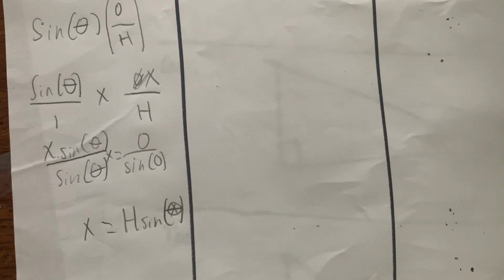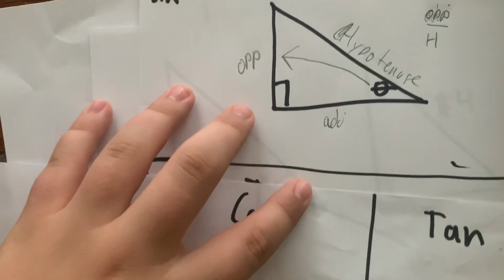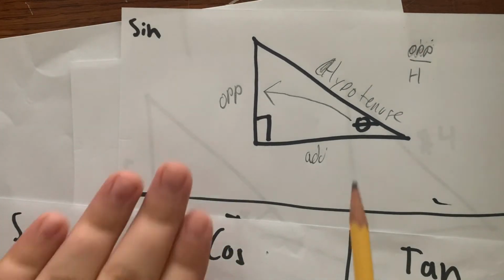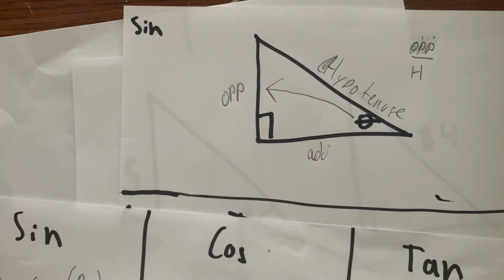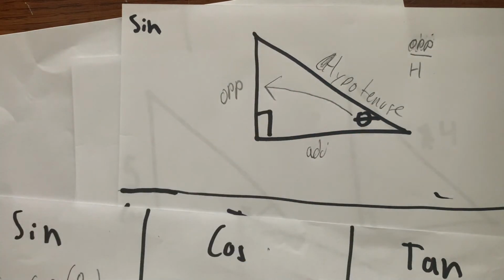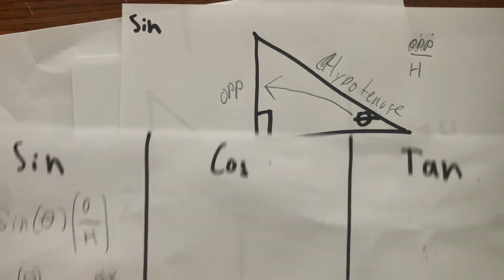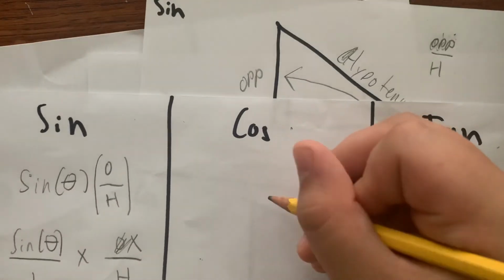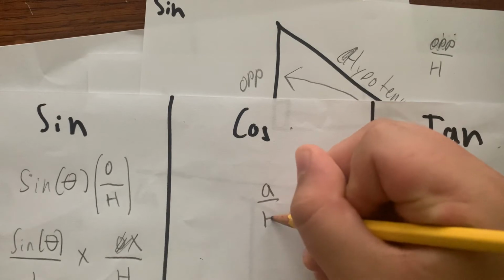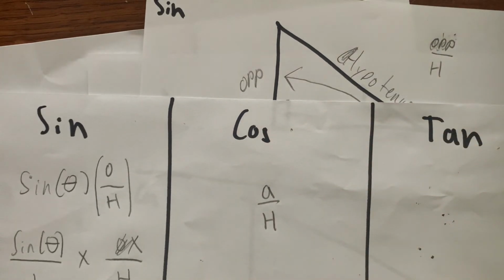Now with cosine, let's go back up there. Everything stays like this, except for these two might switch, whether the theta is there or there. Remember, the opposite is always across from the theta. But for cosine, it's a different trigonometric ratio than sine. It is adjacent over hypotenuse. So that's if you're trying to find out the adjacent or the hypotenuse.